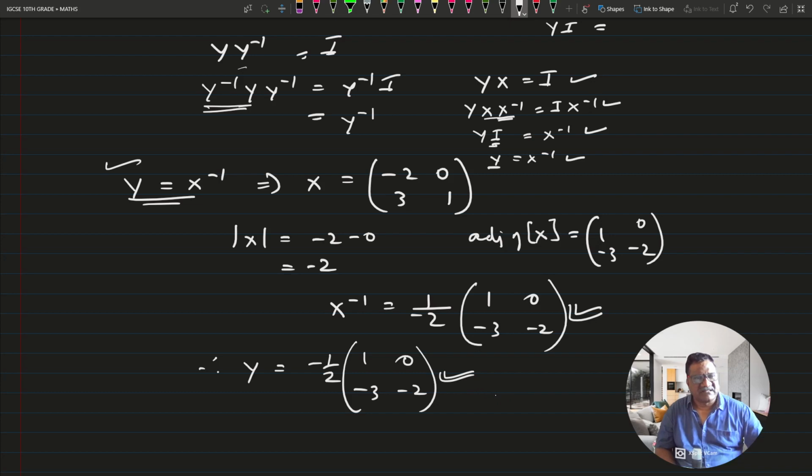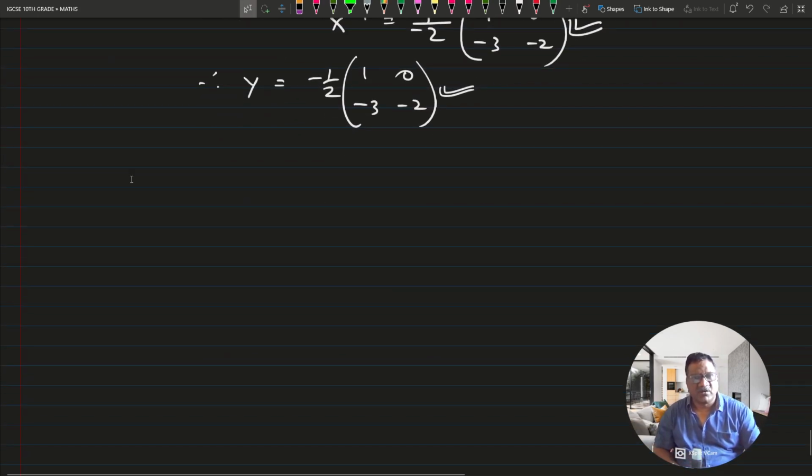Now let us verify the answer from the back of the book. The answer given in the back of the book is minus 1 upon 2 times 1, 0, minus 3, minus 2, which is absolutely correct. So that was our question number 17. Now quickly let us move on to question number 18.